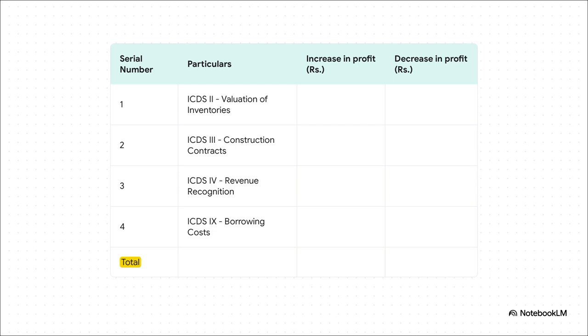And here's what that second step, the quantification part, actually looks like in practice. It's not just some random number, it's a detailed breakdown. As you can see, you have to report the specific impact of each and every ICDS that applies, whether it's for how you value inventory, recognize revenue from contracts, or deal with borrowing costs. This table gives the tax authorities a crystal clear map of every adjustment you've made.